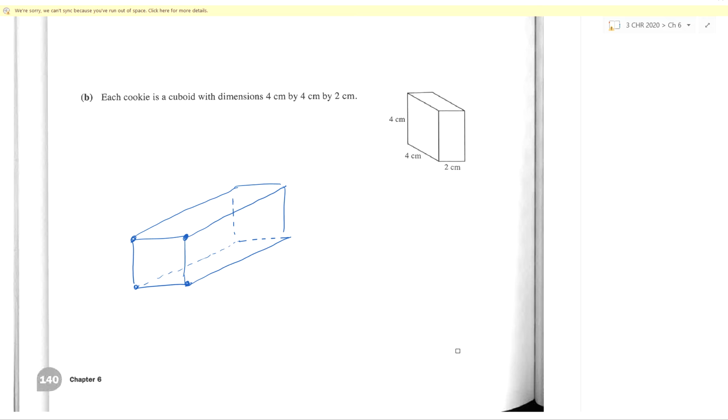So since one piece of it is 4 by 4 cm, that is what you need to do. Show that this is 4 cm, this is also 4 cm, and since the thickness is 2 cm, when we stack them all up, we have 20 pieces of 2 cm. 20 times 2, and this will be 40 cm.